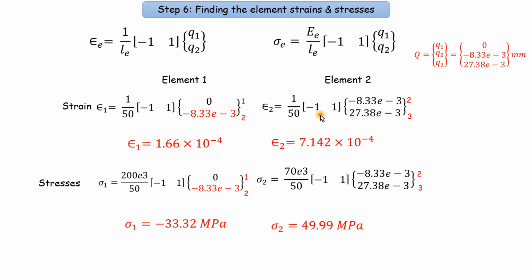So you multiply this and this, you will get epsilon 2 equal to 7.142 into 10 raised to minus 4. Okay. Next, similarly, you just multiply Young's modulus for the given element. For the first one, it is 200 into 10 raised to 3. For the second element, it is 70 into 10 raised to 3. So you will get element stress for the first element as minus 33.32 megapascal, and for the second element as 49.99 megapascal. So this is how you find out element stresses and element strains for the given system.